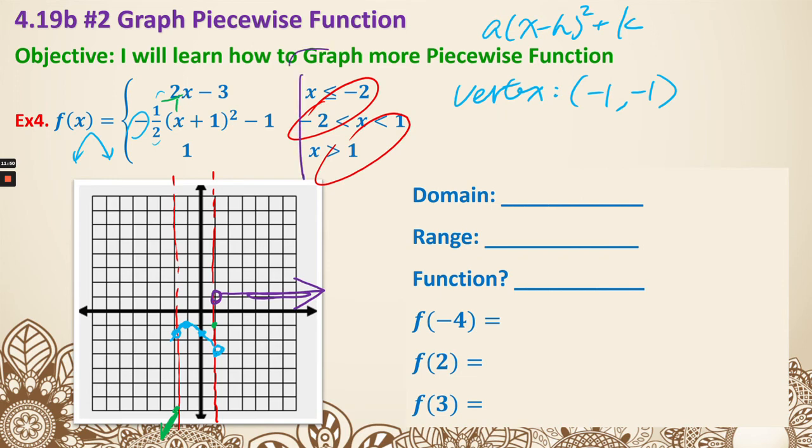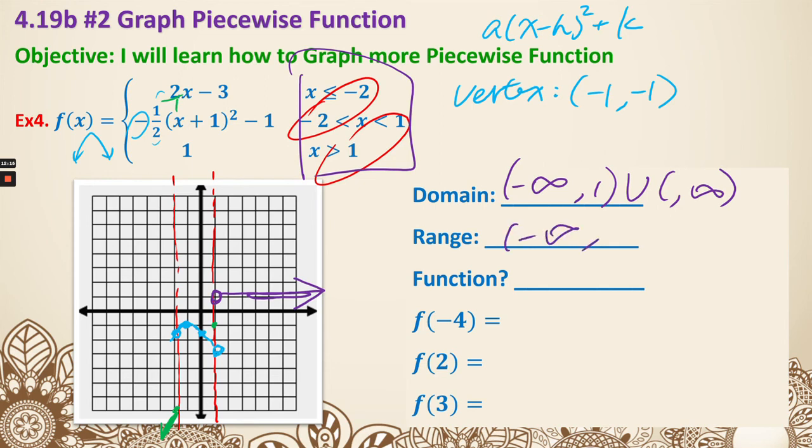If you look at the domain here, you may have noticed everything less than or equal to -2 is covered. Starting from -2 to 1 is covered, but 1 is not covered, and 1 going up is also covered. So it's going to be -infinity to 1, and then 1 to infinity. Next is going to be the range. The range is going to be a bit messy.